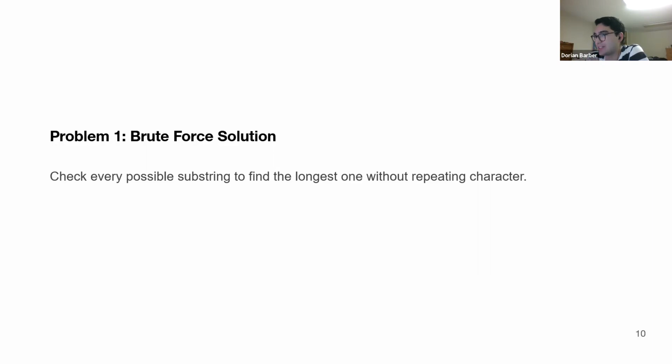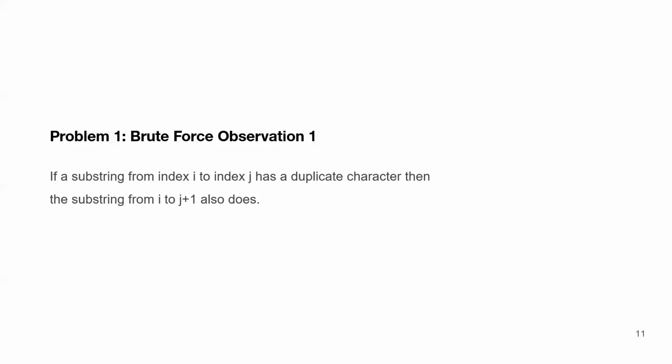And so looking at this brute force solution, one of the things we notice quickly, and this will be our first observation, is that if we have a substring from index i to index j which has a duplicate character, then the substring from index i to j+1 also has a duplicate character, right? This is a pretty basic observation, but it's something that the brute force fails to recognize, right? That duplicate characters don't go anywhere in a given substring. And this will be true for any string that contains that substring, right?